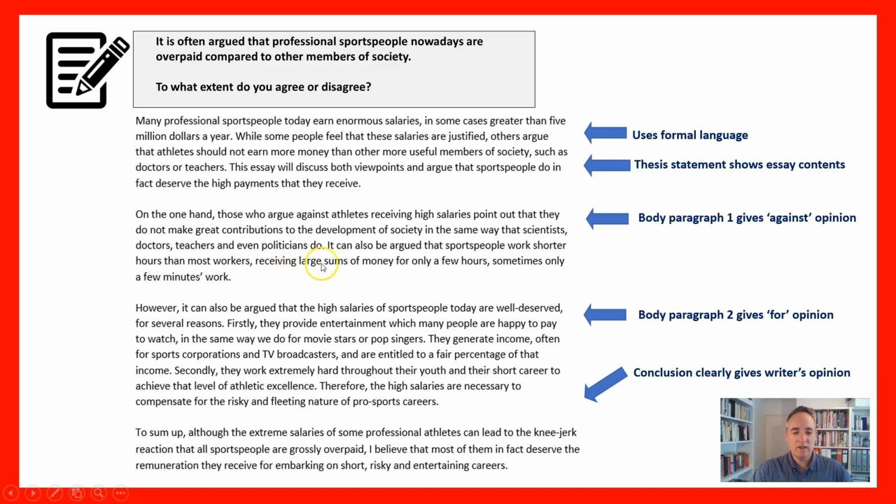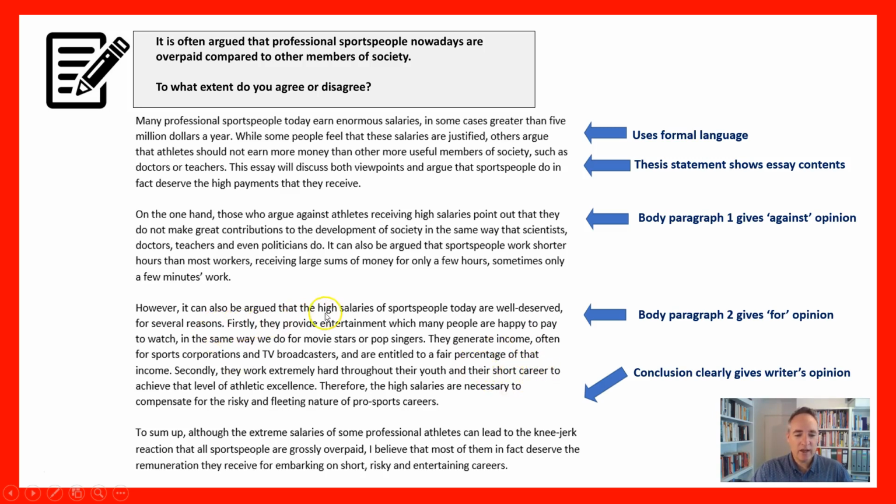So somebody who is a golfer, for example, is going to earn huge amounts of money, or a tennis player, or a footballer, for just a few hours of work, compared to people who work 9 to 5. They might be in an office all day, every day, so their hourly rate is much lower. So that's the against opinion. But let's have a look at why I've said we actually agree.